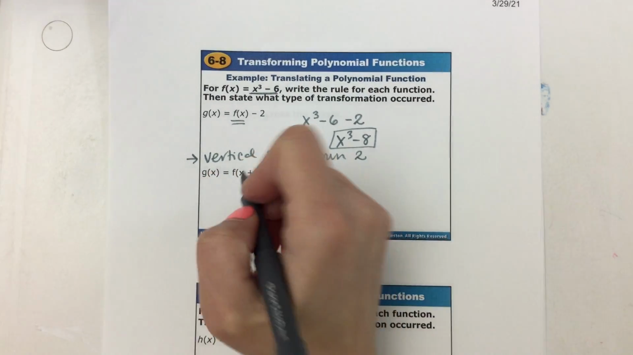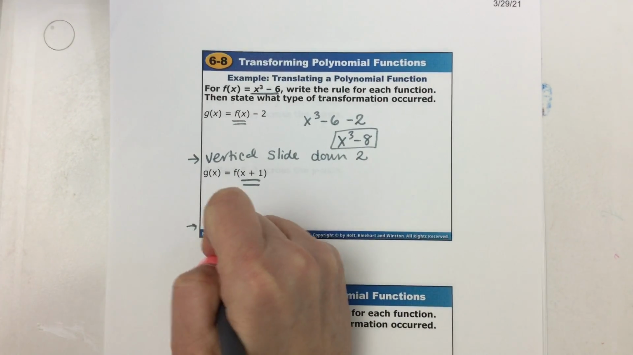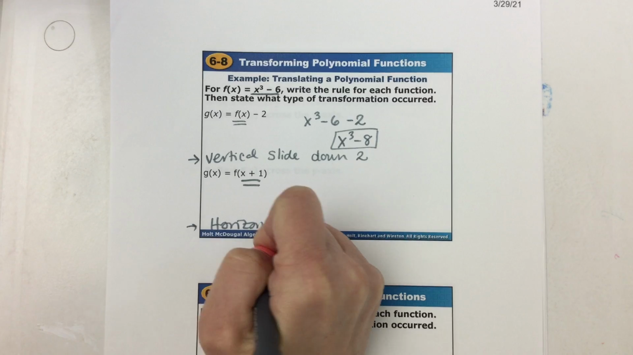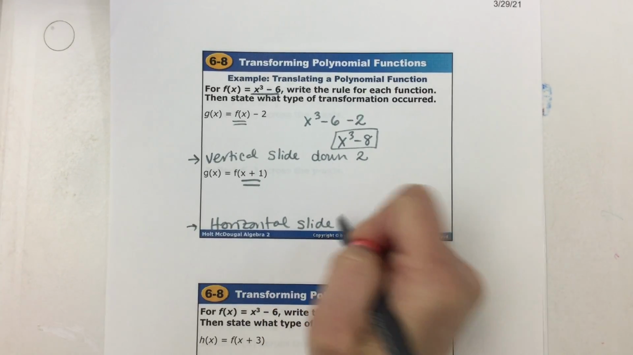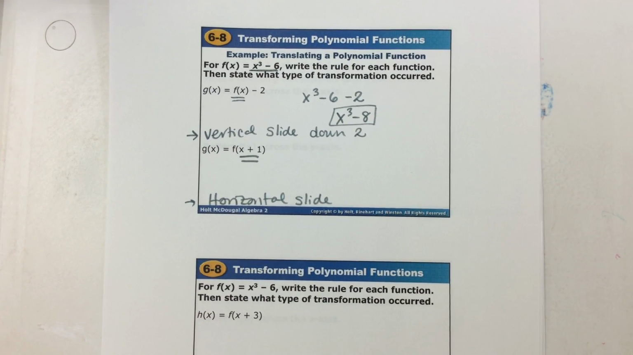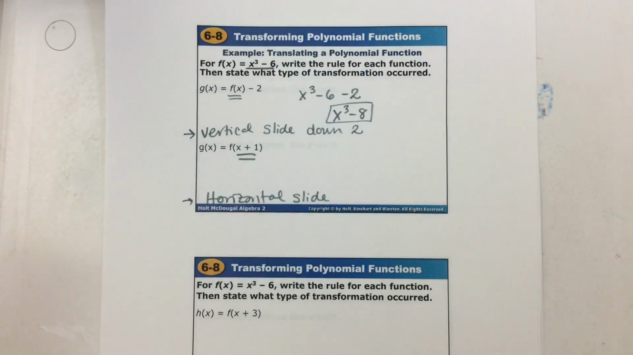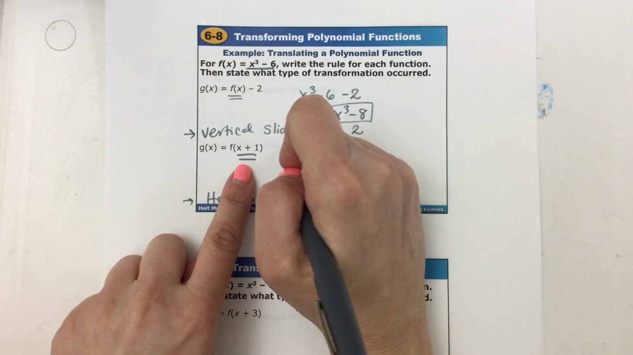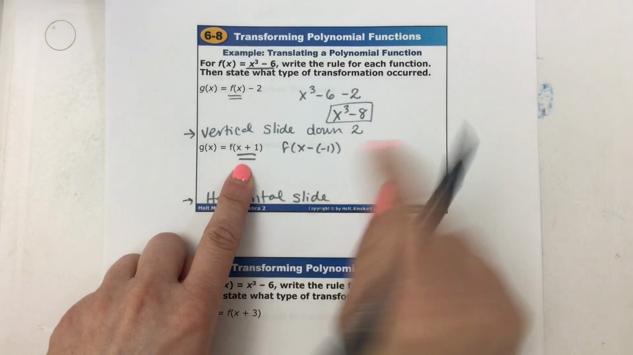Now this one's a little bit tougher. Remember when you add or subtract in parentheses, that's a horizontal slide. Horizontal lines run left and right. So if we are doing a horizontal slide or translation or a shift, it has to be either going to the left or the right. When I look back at my little cheat sheet, notice that it's x minus the value. Well, because this is a plus, we need to realize that this is really x minus a negative 1.